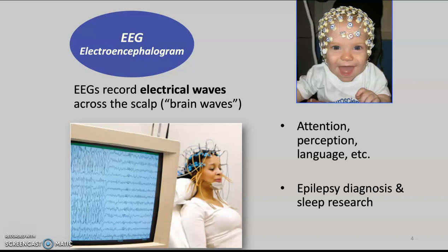Some disadvantages are that EEGs have quite low spatial resolution, meaning that we can't pinpoint with any precise accuracy where the signal is on the scalp or even where it's coming from in terms of its source in the brain, known as the inverse problem.